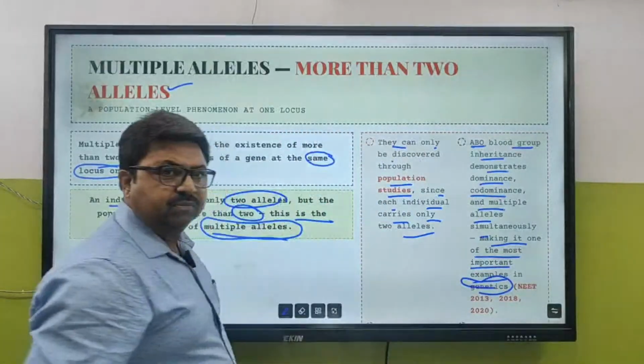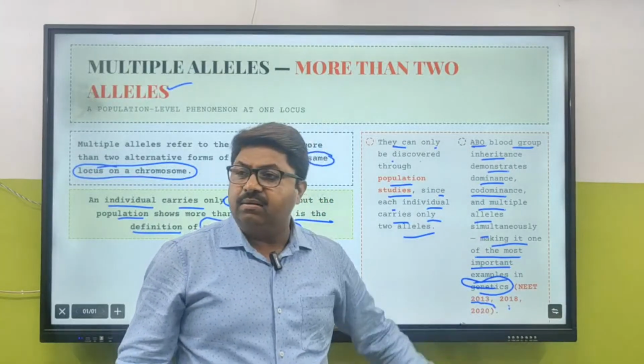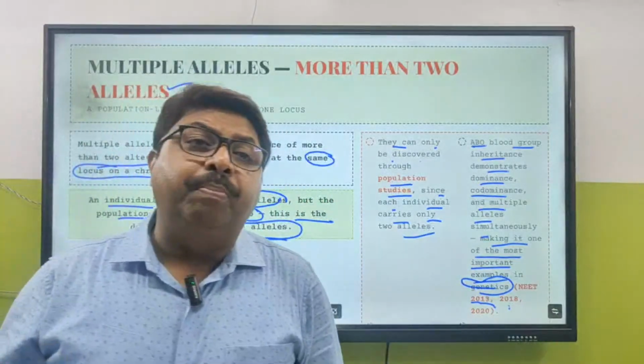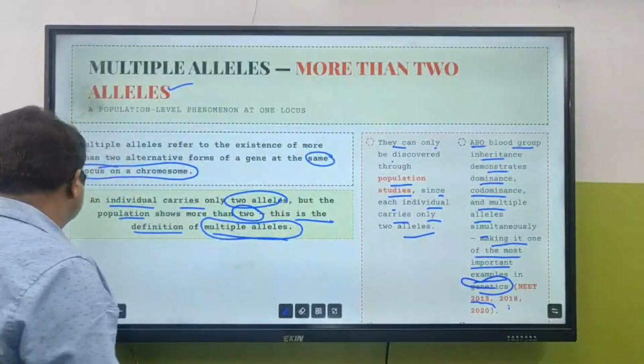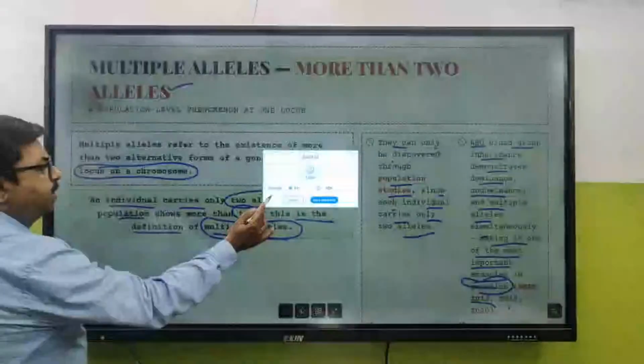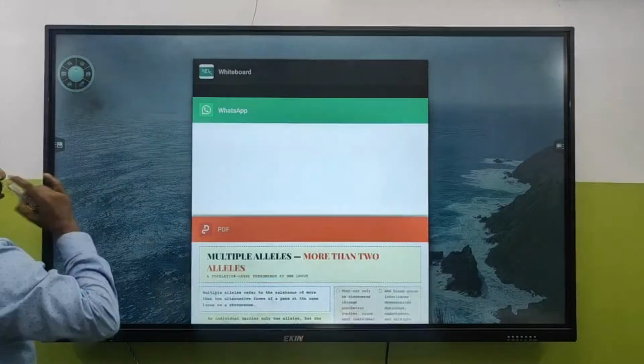Is this clear? See how many years the question came: 2013, 2020, 2020 and 2018. Blood grouping is a very, very important one, and we're going to solve some questions from blood grouping. Let us solve some questions.